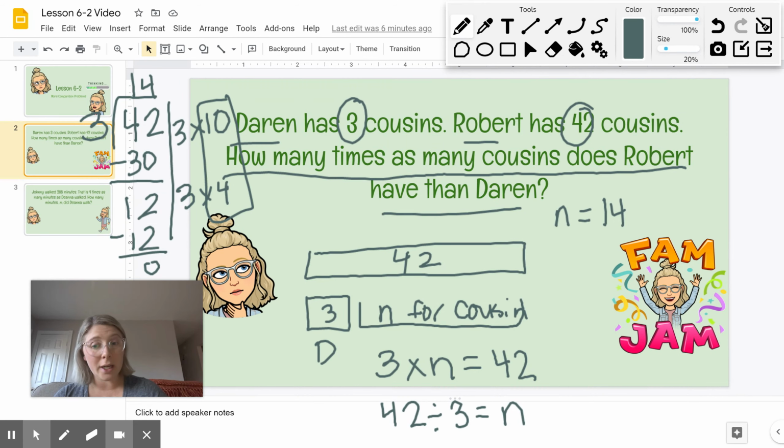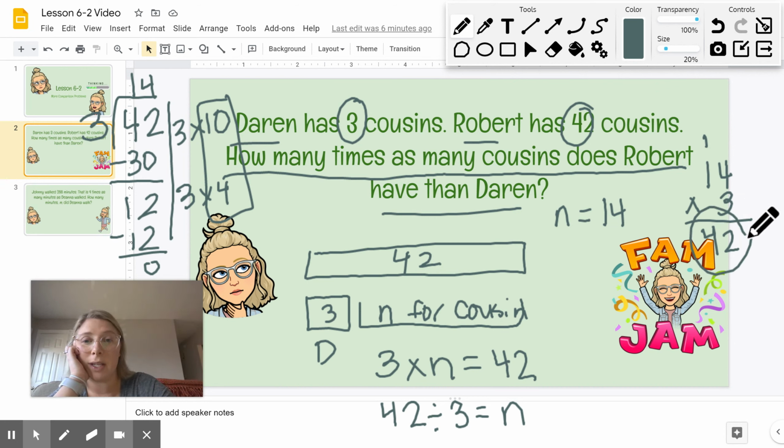And you can double check your work by doing the inverse operation. We could do 14 times 3, and that should give us 42. Let's double check. 4 times 3 is 12. So I'm going to put my 2 and regroup my 1. 3 times 1 is 3 plus 1 is 4. So 42. There we go. So how many times as many cousins does Robert have than Darren? 14 times more. Okay. Let's take a look at another one.